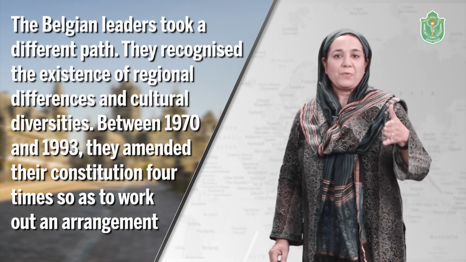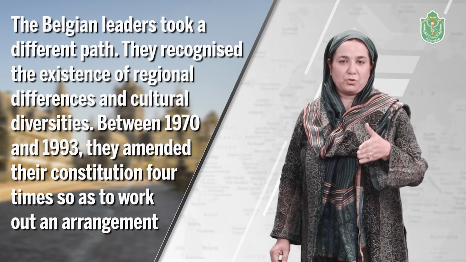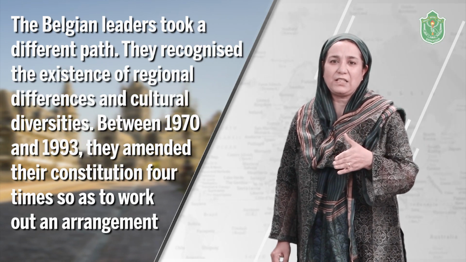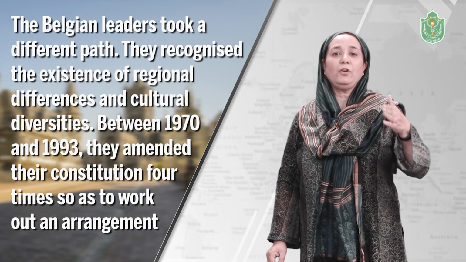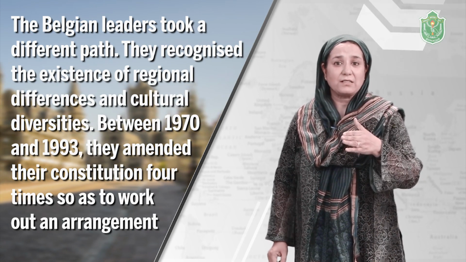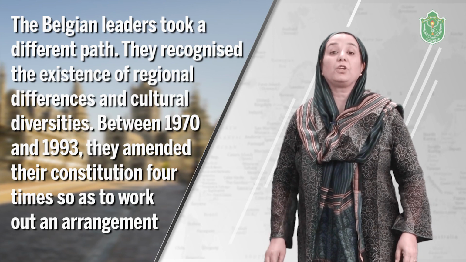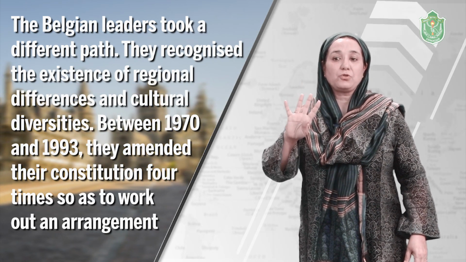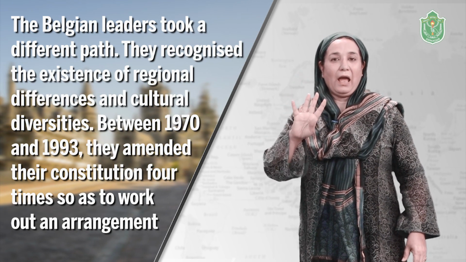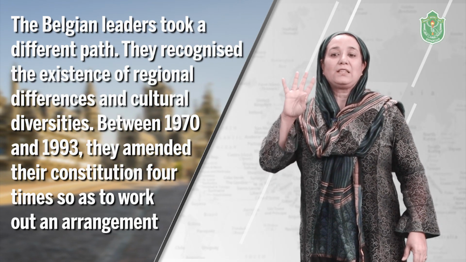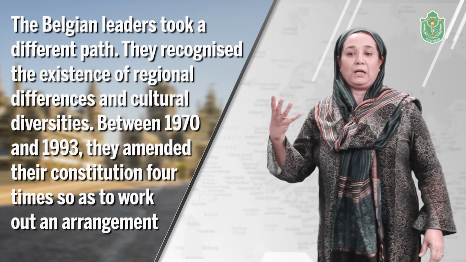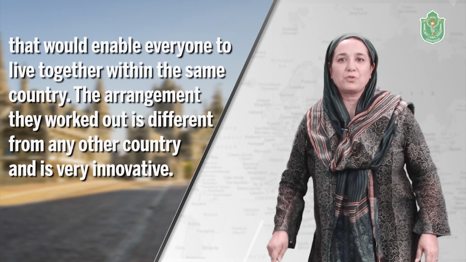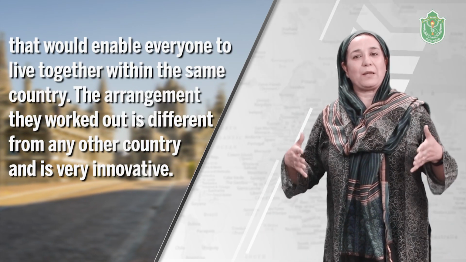So what do they do? They amend the constitution from 1970 to 1993. That is, in a span of 23 years, they amend the constitution 4 times. 4 times, children, the constitution is amended. And by that, they work out an arrangement that would enable everyone to live together within the same country.